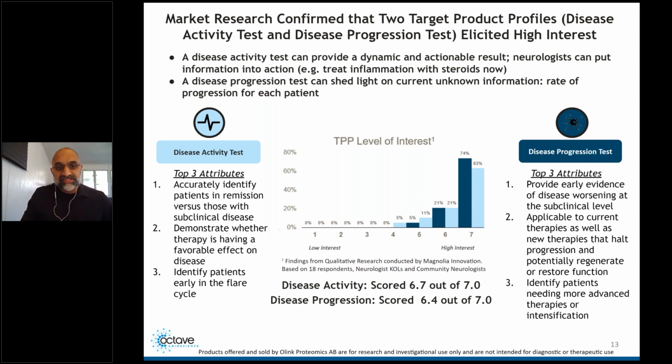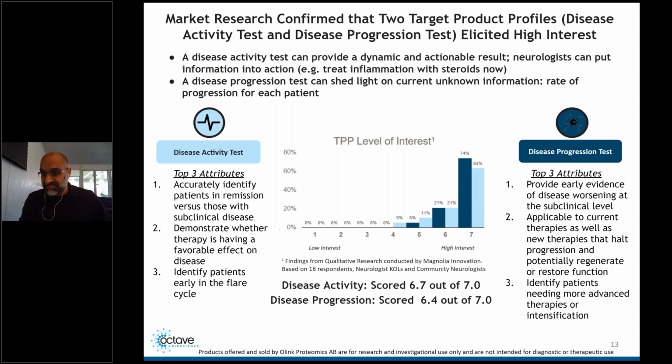The top three attributes for our disease activity test were identified as accurately identifying patients in remission versus those who have subclinical disease, demonstrating whether a therapy is having a favorable effect on disease, and identifying patients as early as possible in the flare cycle.